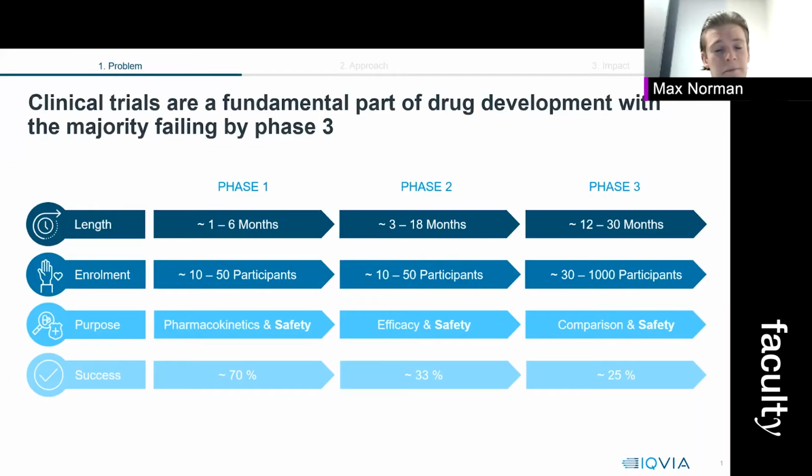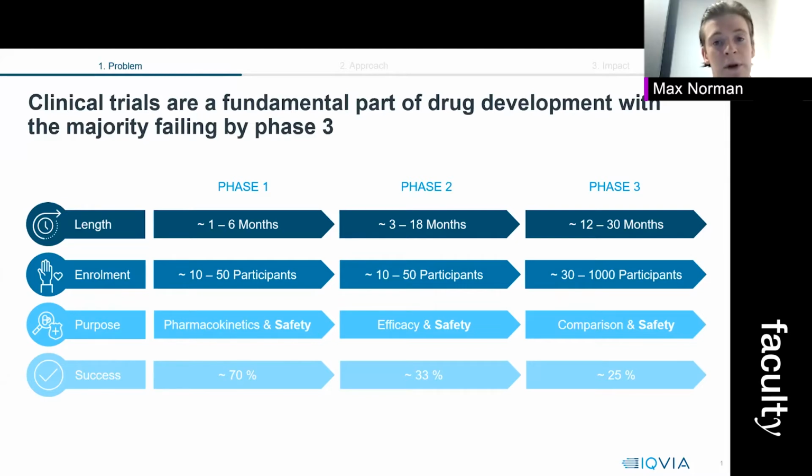So what is a clinical trial? Well, clinical trials are a fundamental part of drug development, and they're typically split into three phases. Phase one focuses on pharmacokinetics, which is how the drug interacts with the body, how it moves inside, and the safety of the drug. Provided it passes this phase, we move on to phase two, which evaluates the efficacy of the drug. And finally, phase three, which evaluates whether the clinical trial succeeded in meeting its endpoints.